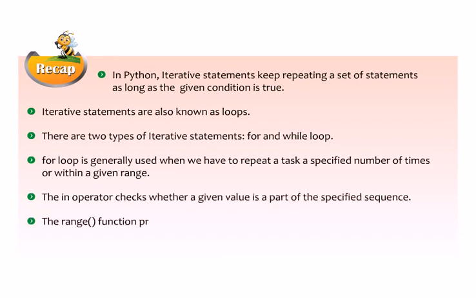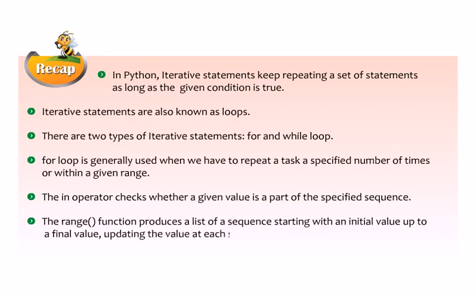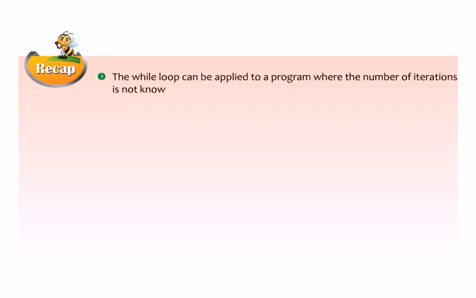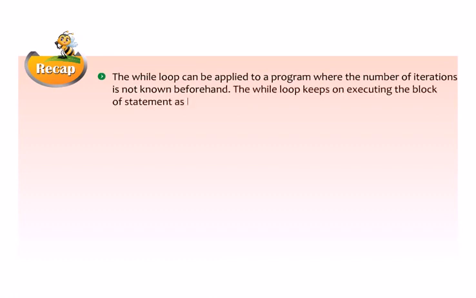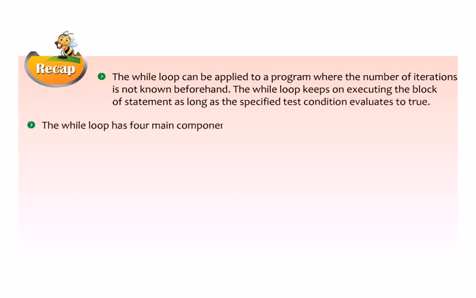The range function produces a list of sequence starting with the initial value up to a final value, updating the value at each step. By default, the value is incremented by 1. The while loop can be applied to a program where the number of iterations is not known beforehand. The while loop keeps on executing the block of statements as long as the specified test condition evaluates to true. The while loop has four main components: initialization, condition, loop body, and step value.